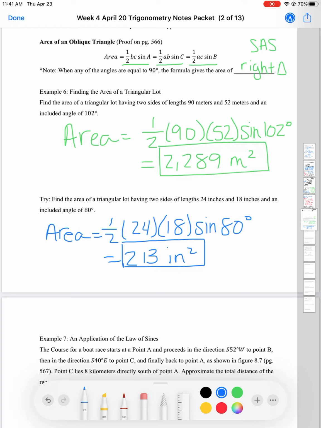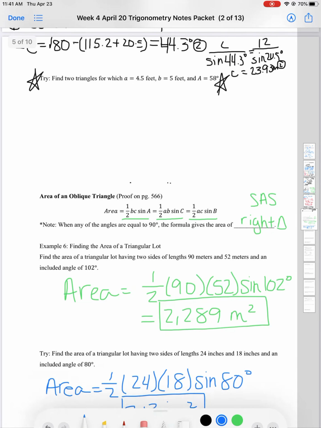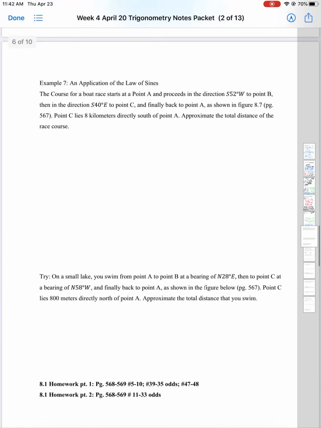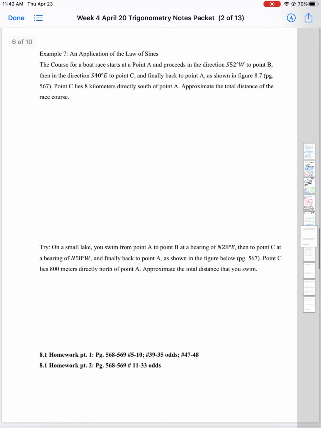So again, I think this is really useful. In 8.2, we'll get another area formula, so another really useful thing. Okay, then we have a couple of applications problems.